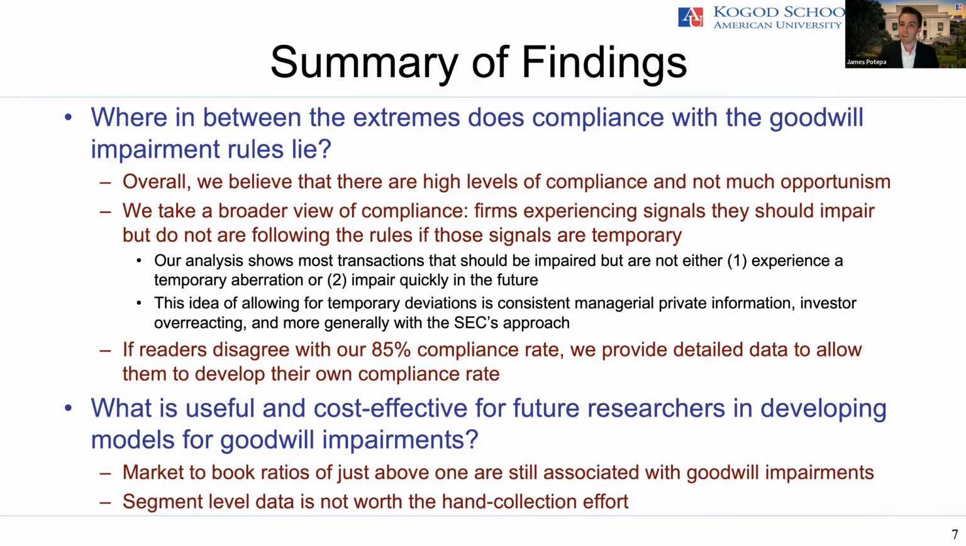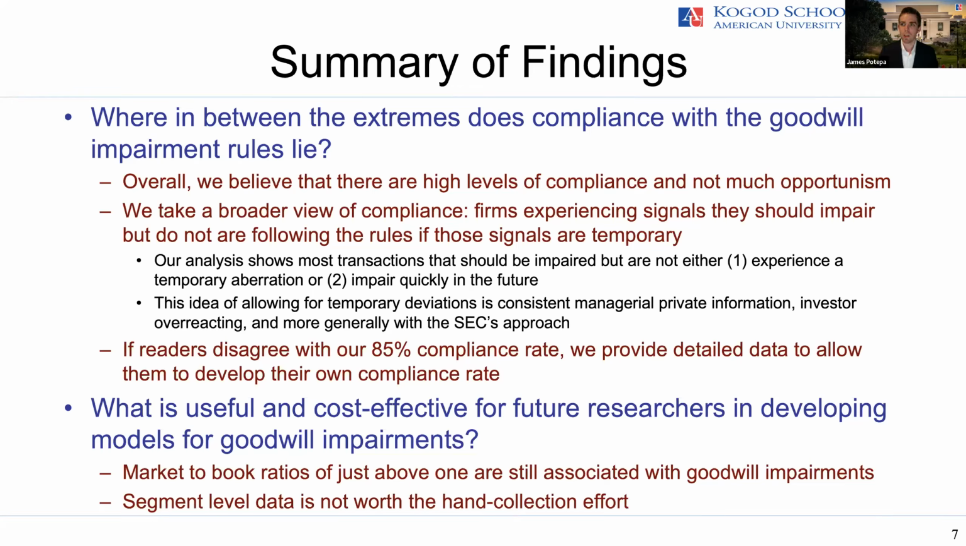We believe that firms experiencing signals that they should impair but do not are following the rules if the signals they're receiving are temporary. Our analysis indicates that most transactions that are labeled in one period as should impair, but firms choose not to, either experience a temporary aberration in firm performance, or they impair quickly in the future, though not necessarily in the same period. The idea of allowing these temporary deviations is consistent with managerial private information, as well as investor overreaction, and more generally with how the SEC approaches this.